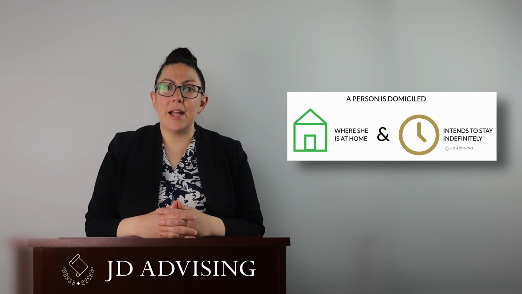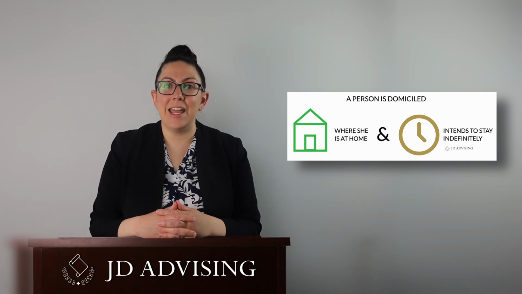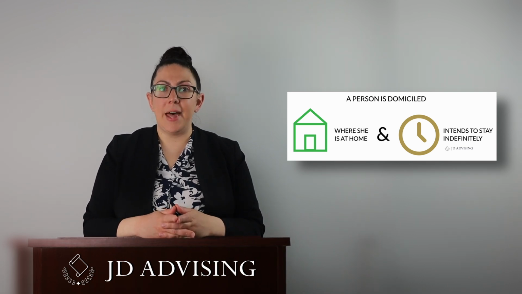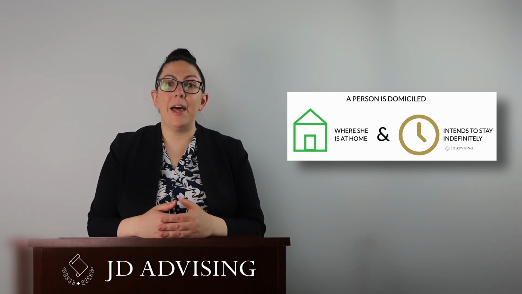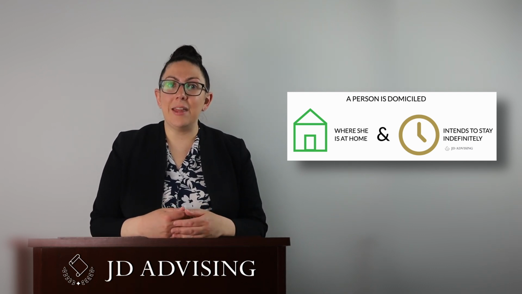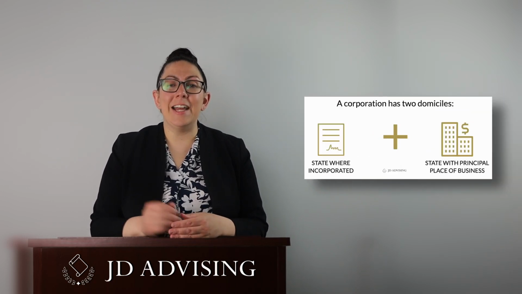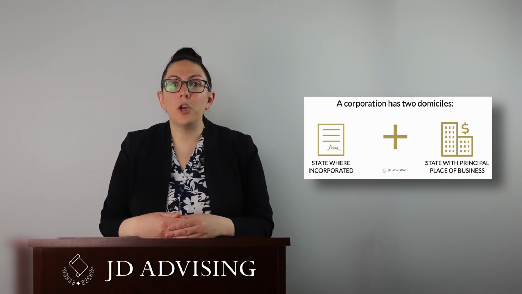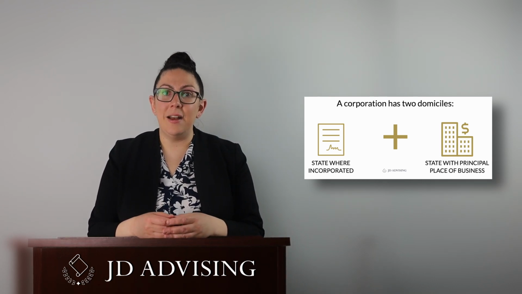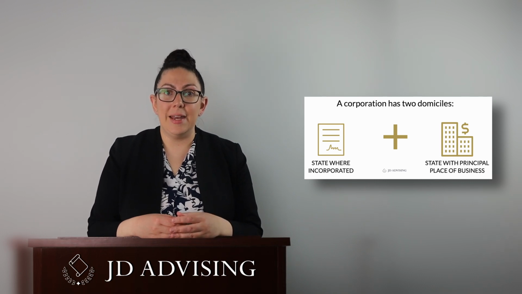An individual is domiciled where he or she is at home and where she intends to stay indefinitely. A person can only have one domicile. So if a person, for example, has a permanent home and a vacation home, the domicile is likely wherever the permanent home is. A corporation, on the other hand, has two domiciles. A corporation is considered domiciled in the state in which it is incorporated and also in the state in which its principal place of business is located.